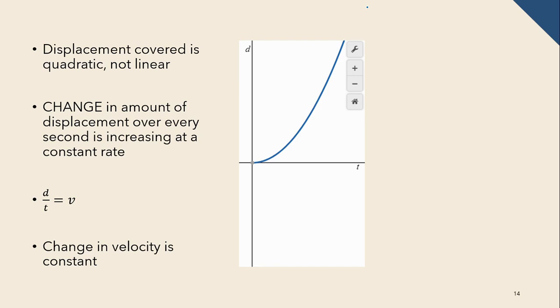Okay, so let's look at this graph again. Now for this graph, we determined that the displacement is increasing at a quadratic rate, not a linear rate. Now what does this mean? This basically means that the change in the amount of displacement over every second is increasing at a constant rate. Now this is a huge mouthful of words, so I'm going to actually draw out some points to show you what I mean.